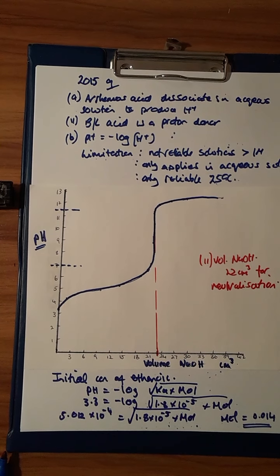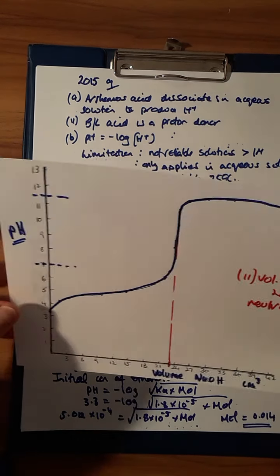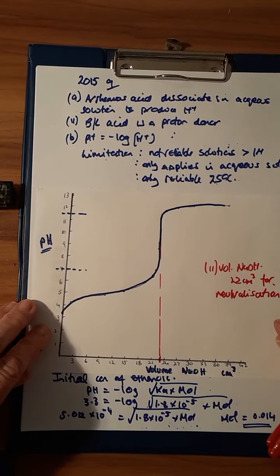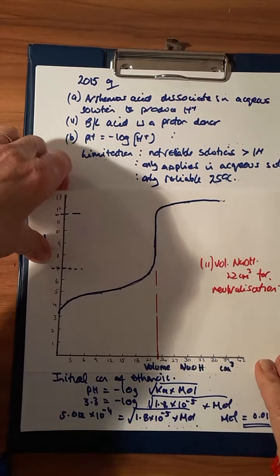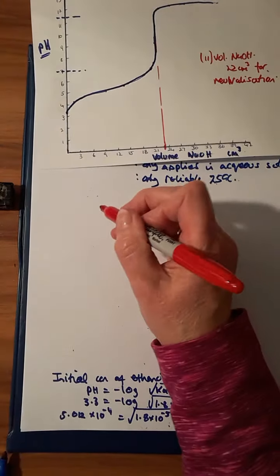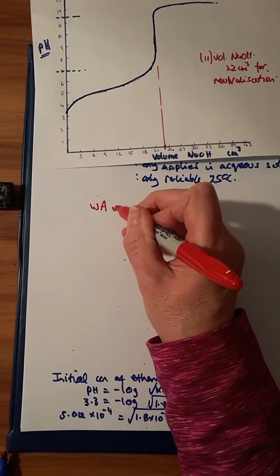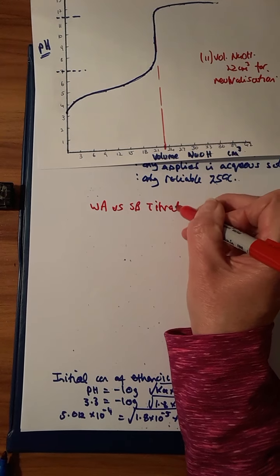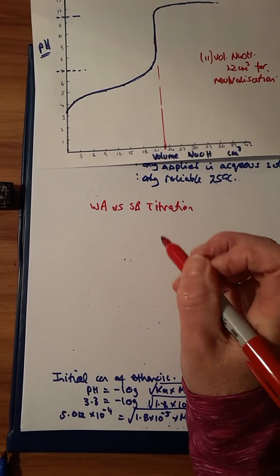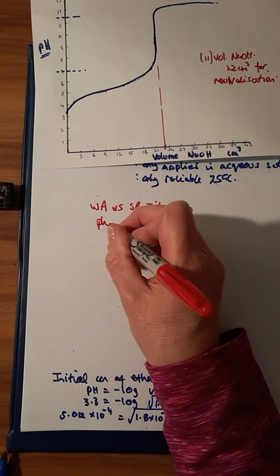What indicator could be used to detect the end point of the titration? Okay, what indicator would I use? I know it's a weak acid, strong base. So I'm just going to move the graph out of the way and write that here. A weak acid versus a strong base titration. I know what kind of indicator I would use for that. I'd use phenolphthalein.